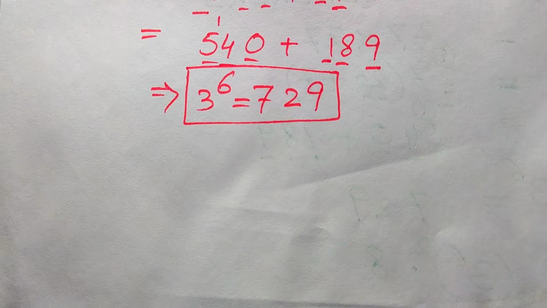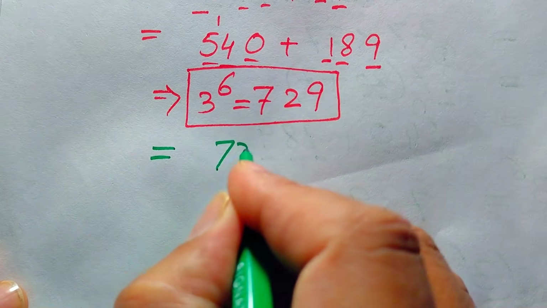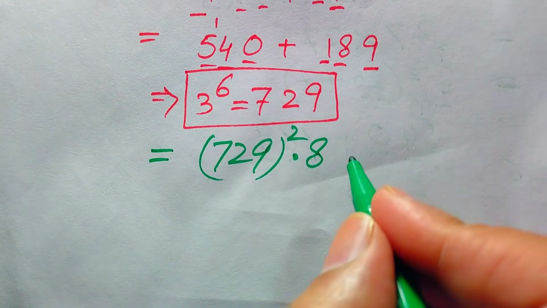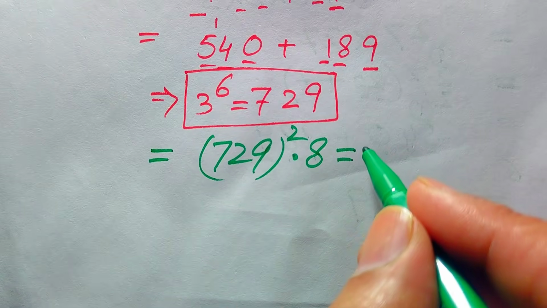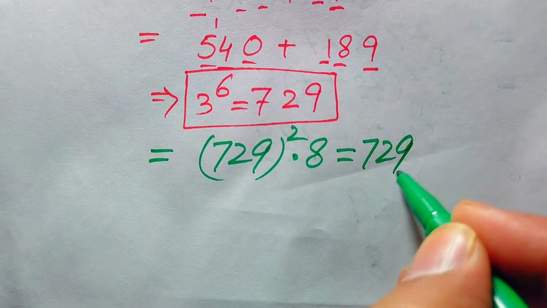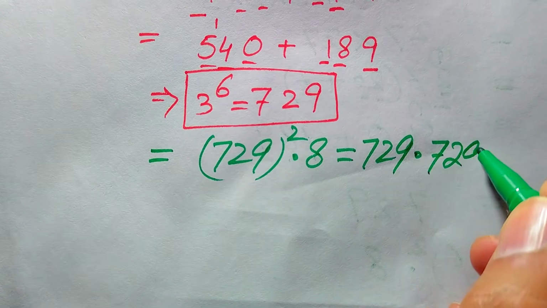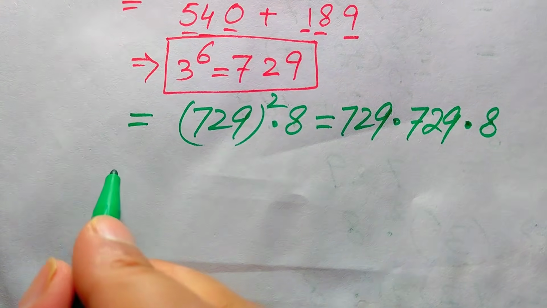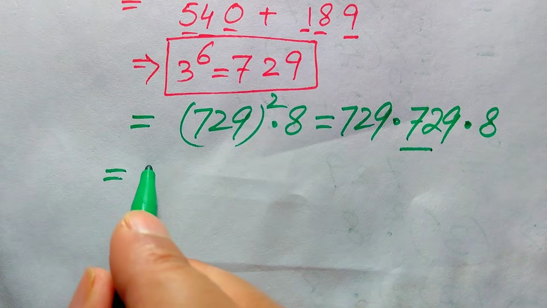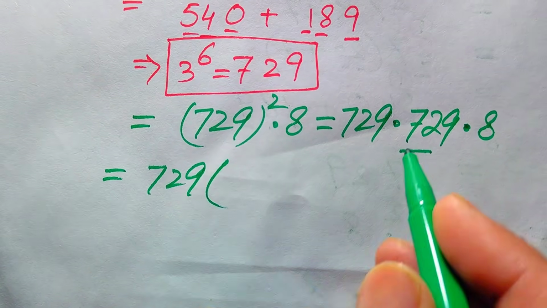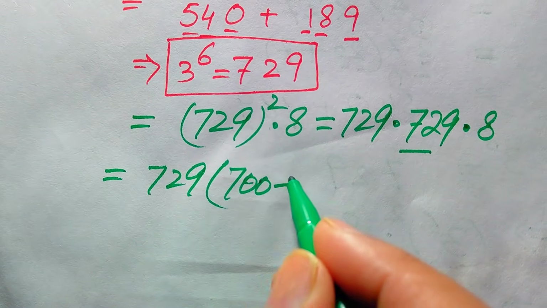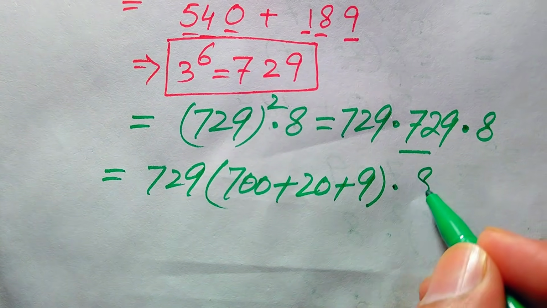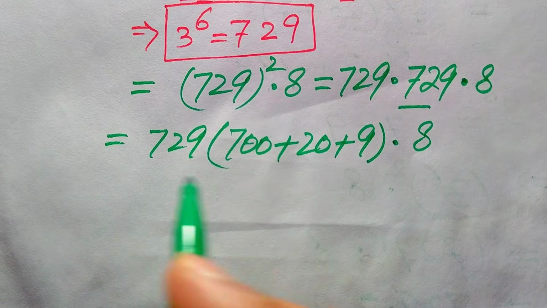So our above expression becomes 729 squared multiplied by 8. Here you very well know that the meaning of 729 squared is that we multiply 729 with 729, and its resulting answer is multiplied by 8. So in the next step, we write this term 729 as 700 plus 20 plus 9, and its resulting answer is multiplied by 8.